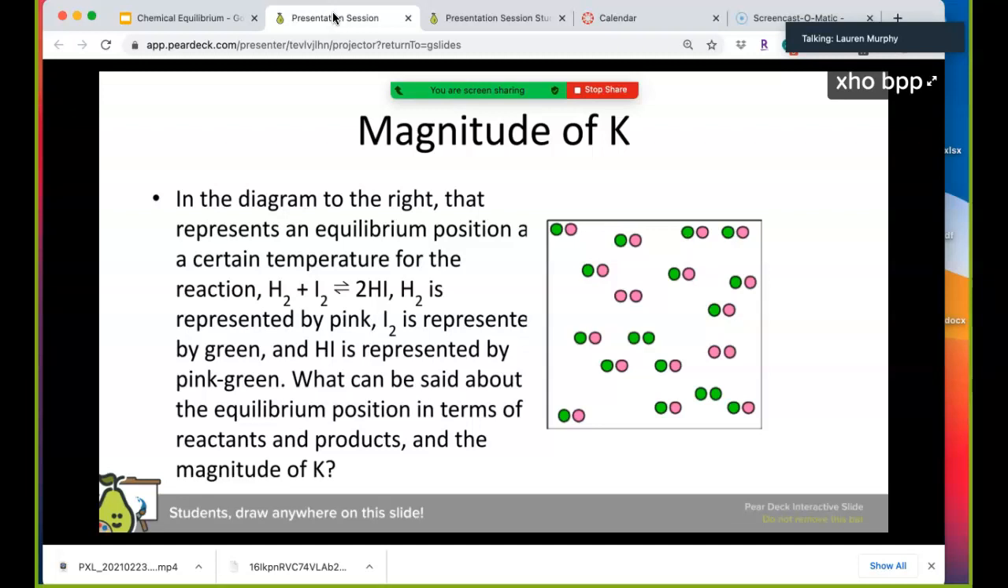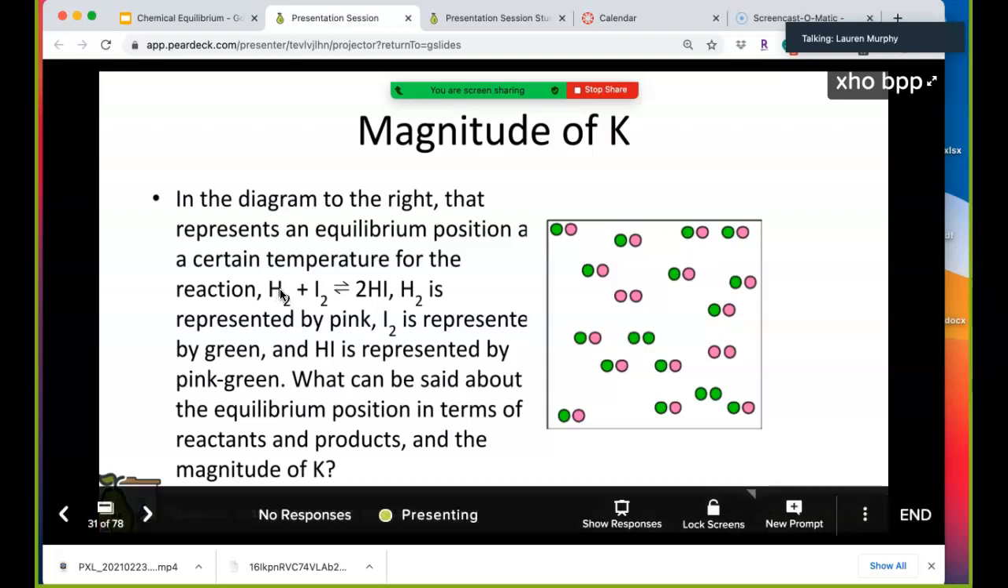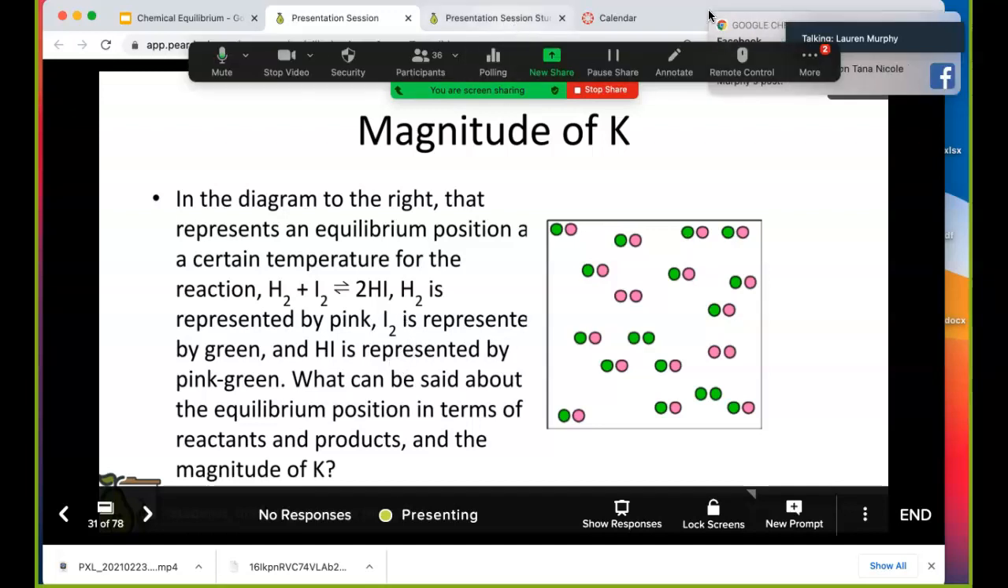So, last one. I have H2 and I2 in equilibrium with HI. And this is a snapshot at equilibrium. So I'm not making any more HI and I'm not consuming any more H2. We're at these set amounts. The concentrations of them have stopped changing. I actually told you which color was who. So let's color this for a second.